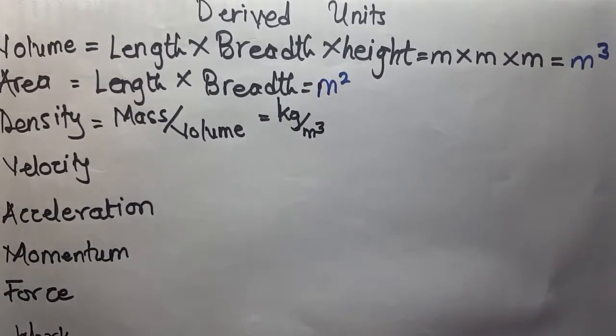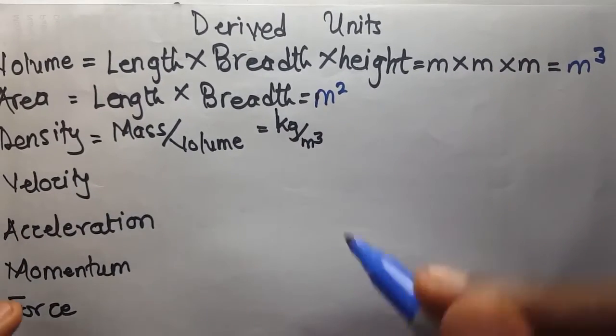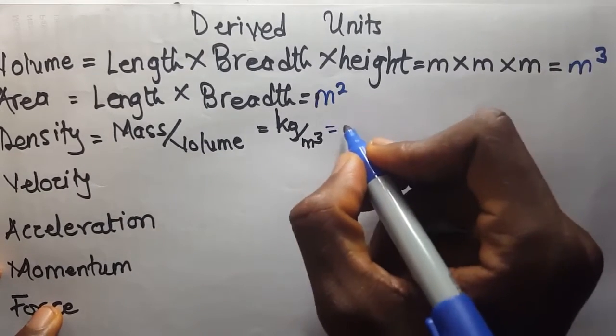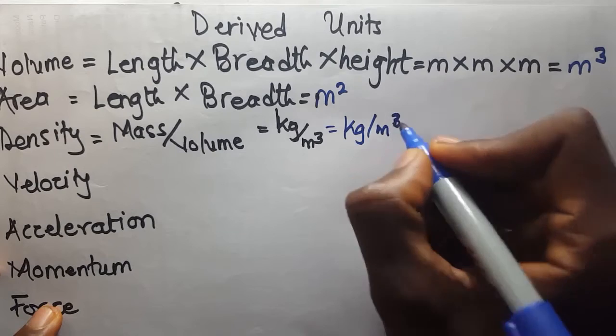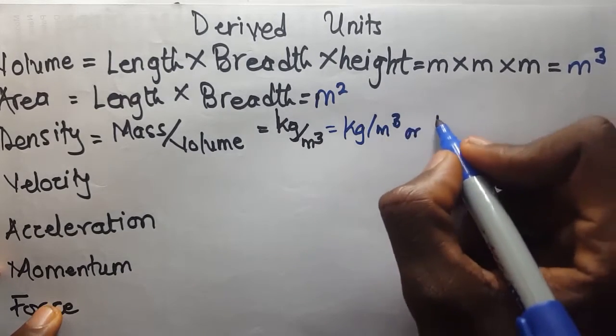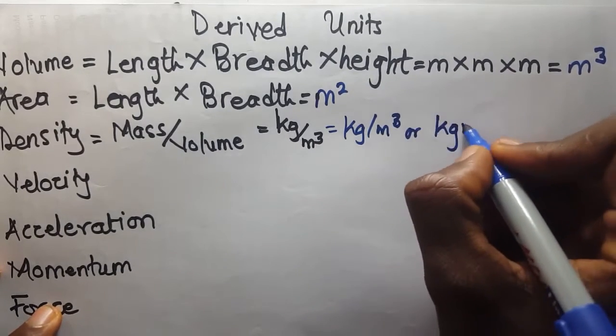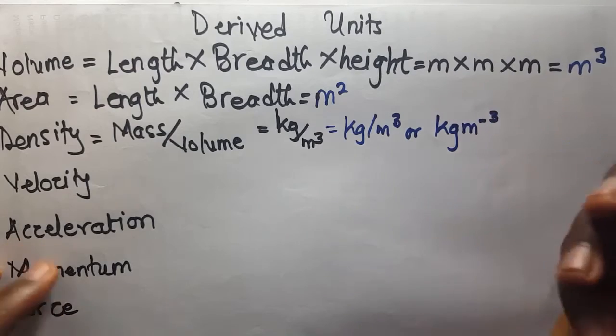So our unit for volume density is kilogram per meter cube, or kg m minus 3.